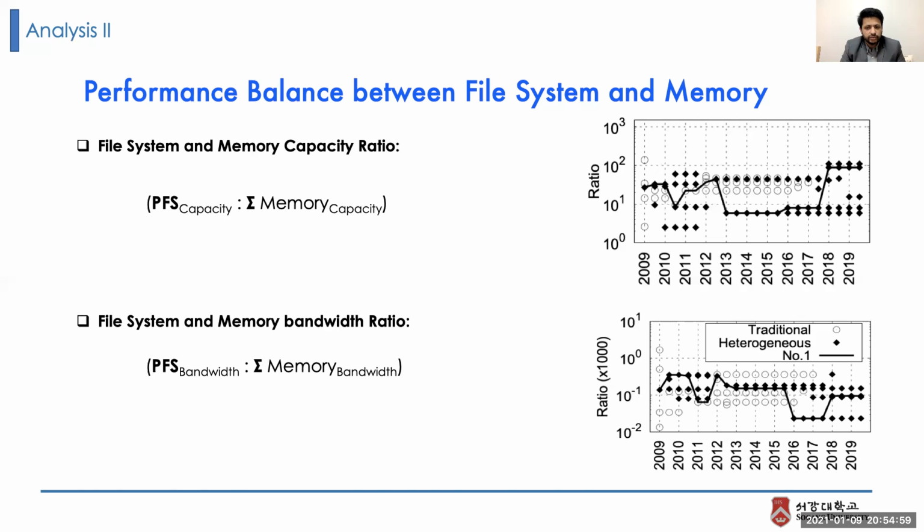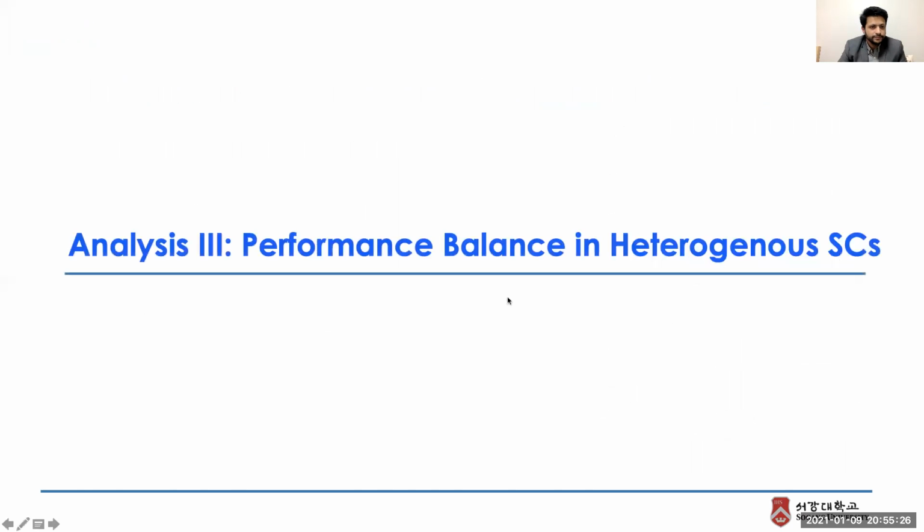Similar to the capacity ratio, we do not observe a clear change over time in the bandwidth ratio. On average, the file system bandwidth in the recent top systems is 13,353 times lower than the aggregate memory bandwidth. Although we observed a significant variance among these systems, the parallel file system in Summit is about 10,000 times lower than its aggregate memory speed, justifying the need of a burst buffer.